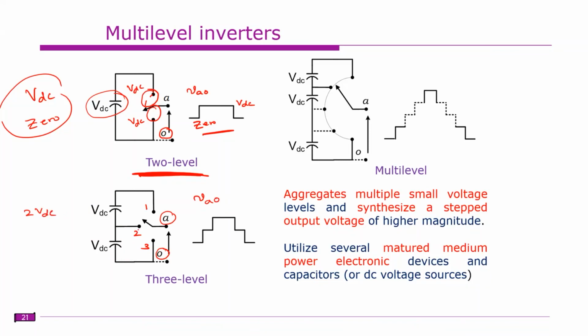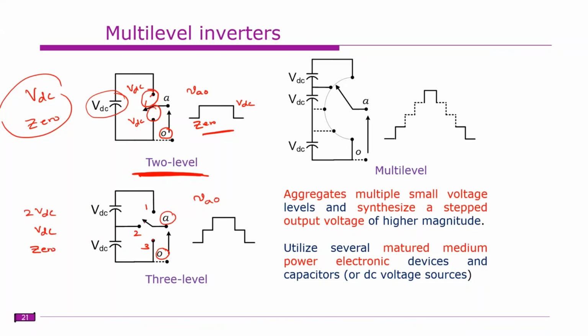If this A is connected to 2, what is the voltage between A and 0? VDC, right? If this A is connected to this 3, what is the voltage? 0. So that means it is producing 3 levels.